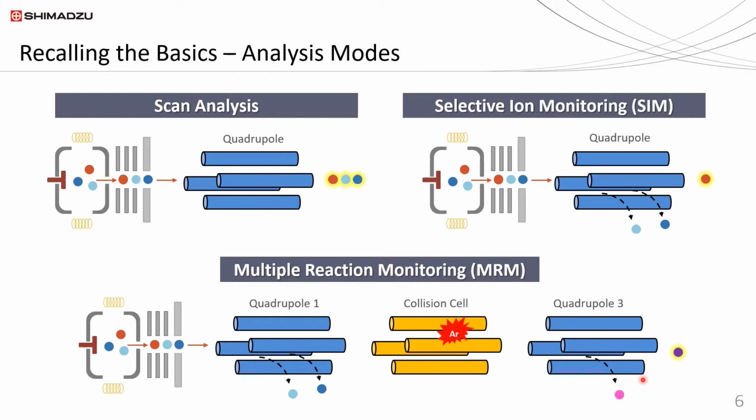GCMS containing just 1 quadrupole is usually named as a single quadrupole system, while 3 quadrupoles will make a triple quadrupole system. The key idea behind SIM and MRM modes is to filter off unwanted ions, meaning that noise signal can be reduced. This increases the sensitivity and selectivity of target detection.